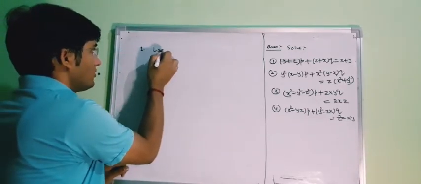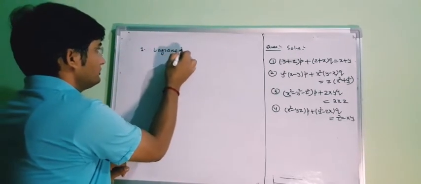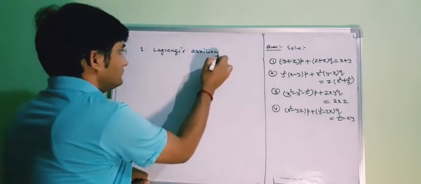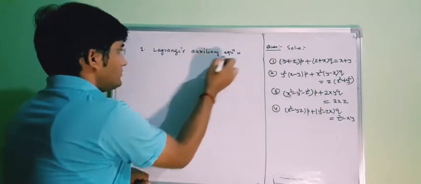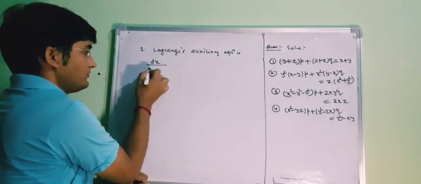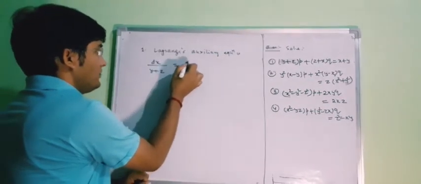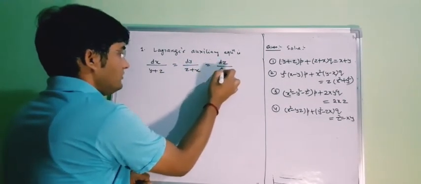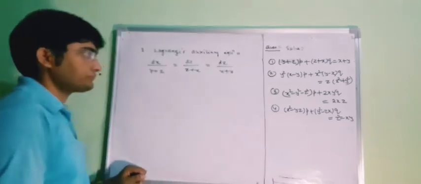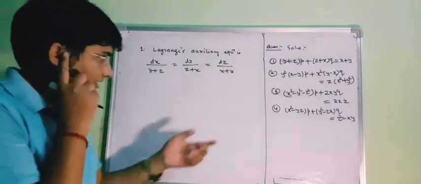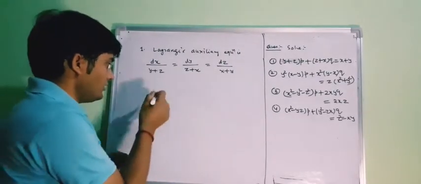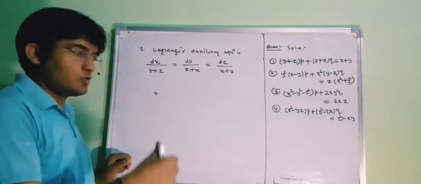The Lagrange auxiliary equation is dx upon y plus z equal to dy upon z plus x and then equal to dz upon x plus y. Now all these 4 questions are of different type. In this type we will use the rule of proportion.